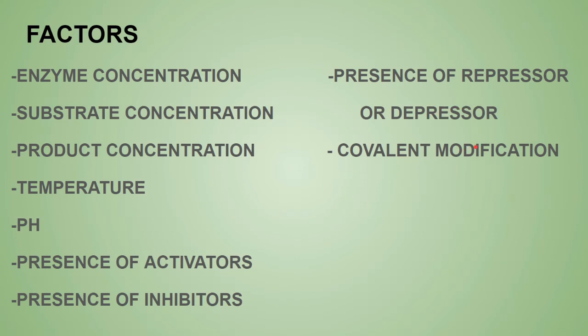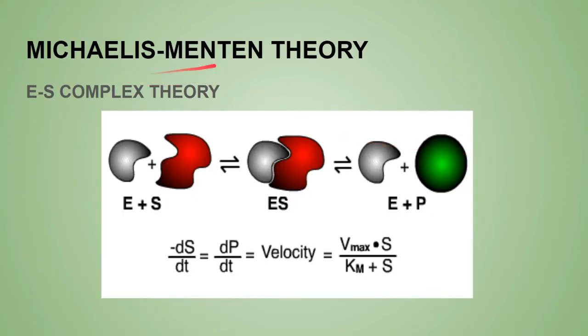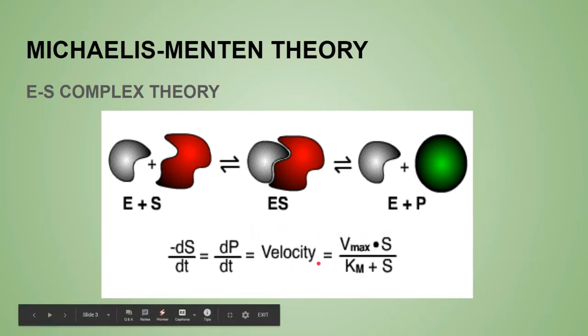Now before going into detail about the factors, first let's discuss some of the most important theories given by scientists. First is the Michaelis-Menten theory, also known as the enzyme substrate complex theory. According to this theory, the enzyme combines with the substrate to form an enzyme substrate complex, which ultimately breaks down to the enzyme and the product at the end. This is the very important equation given by the Michaelis-Menten theory: velocity is equal to Vmax into substrate upon Km plus substrate.